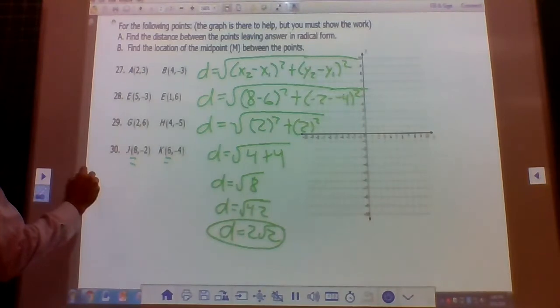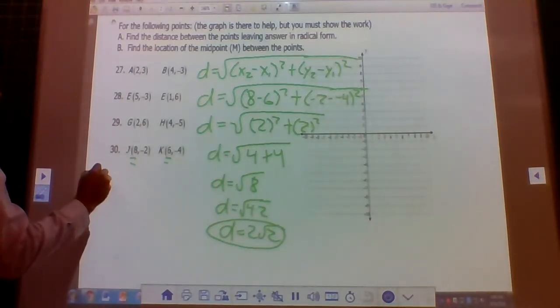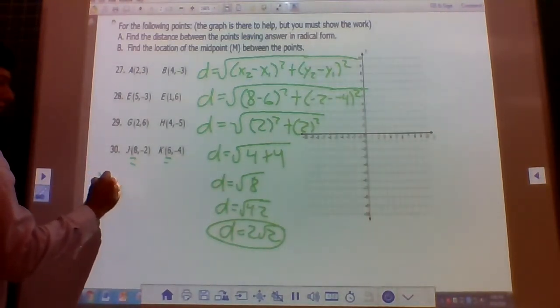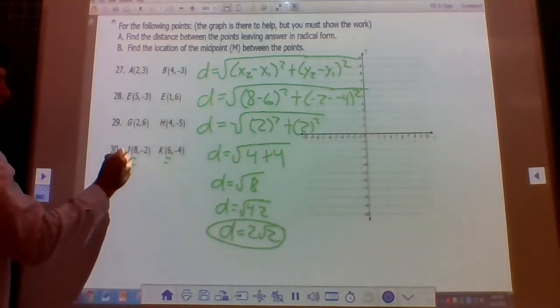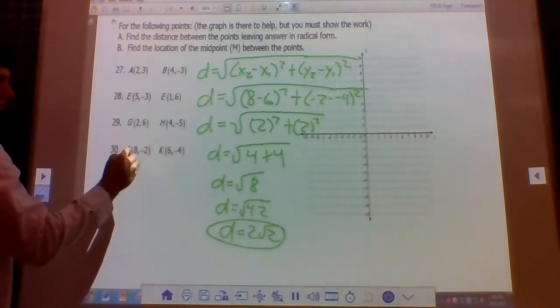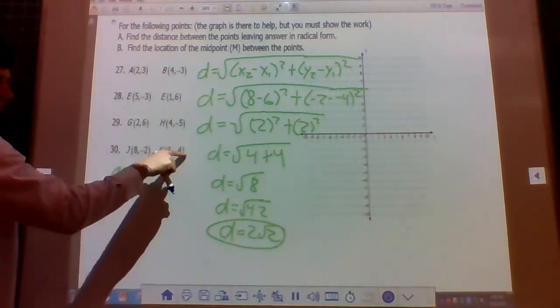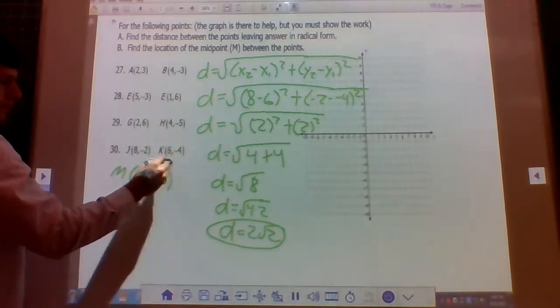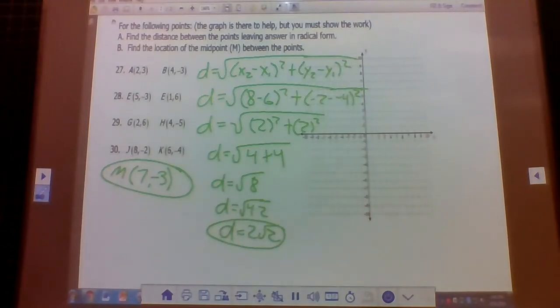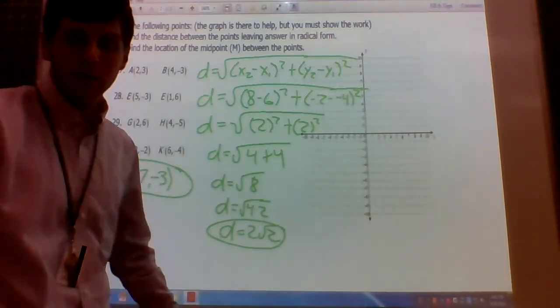Okay, and then midpoint. So again, xm equals, well, we can see. What's halfway between 8 and 6? It's going to be 7, right? Between negative 2 and negative 4 is negative 3. Okay, so that is measuring segments day 2. Okay, everything on there. If you can do everything on there, you should be good.